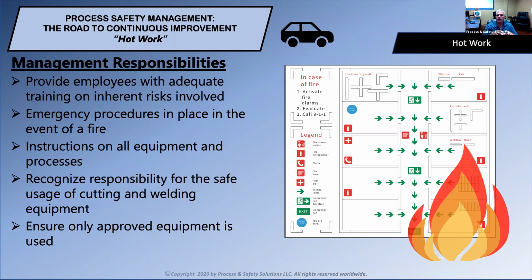Ensure only approved equipment is used. Typically, we would see in many facilities a list of approved equipment that might be used in hot work. For example, no open flames may be allowed in some locations, and only cold cutting is allowed rather than use of torches, et cetera.